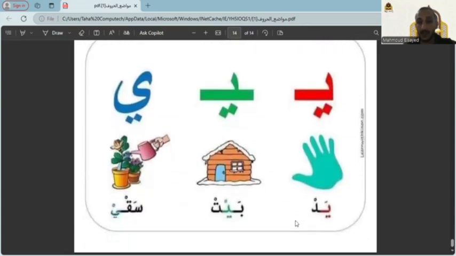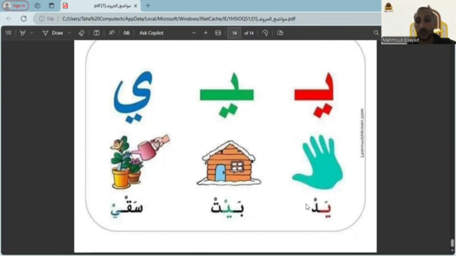Last but not least, the ya, and this is how the ya is going to be written in the three positions. This is going to be the beginning position. Here, as you can see, yad, this word means a hand, and then here, this is a middle position like this word bait, which in English means home or house, and then saqa, which is also a final position for the ya. So as you can see, today we discussed how you can write the Arabic alphabet depending on the position of the letter.